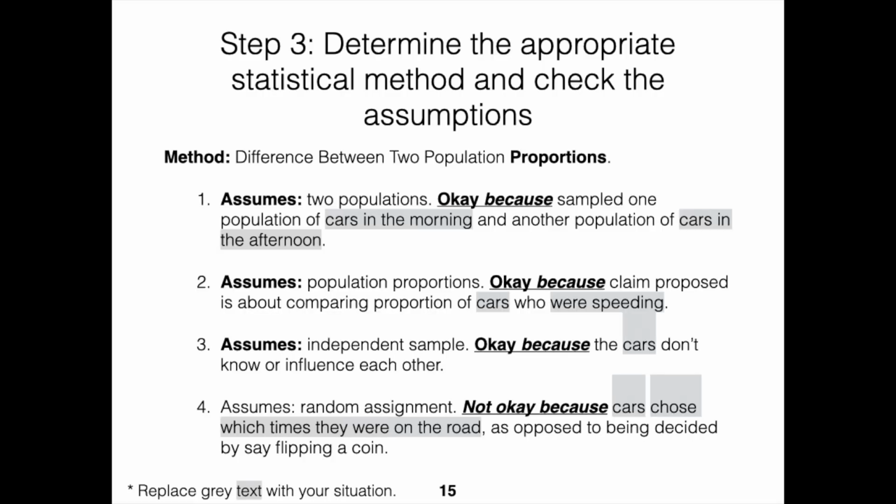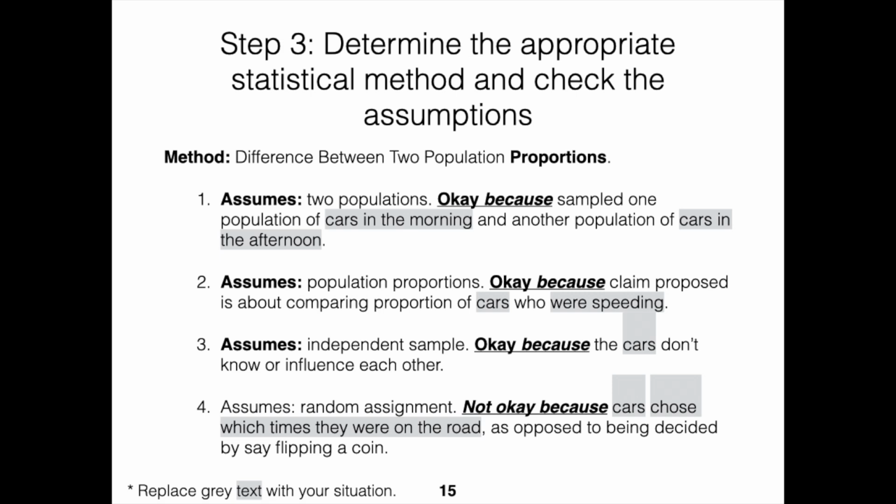Step 3, we then determine the appropriate statistical method and then check all of the assumptions. So here we're using this difference between two population proportions method. It assumes two populations. This is okay because I'm talking about cars in the morning versus cars in the afternoon. It also assumes population proportions. So this is also okay. The variable that I'm really trying to explain is whether people were speeding or not, so it's a categorical variable. Every car I looked at, I checked a box of whether or not they were going above the speed limit or not.